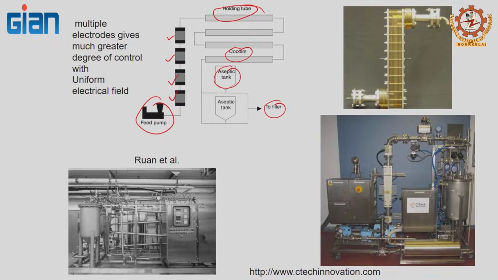This is just a picture illustrating what an ohmic heater may look like. It may look like pasteurization equipment, but essentially you have a number of heaters, holding tubes and cooling heat exchangers, and then you have a storage tank and so on.